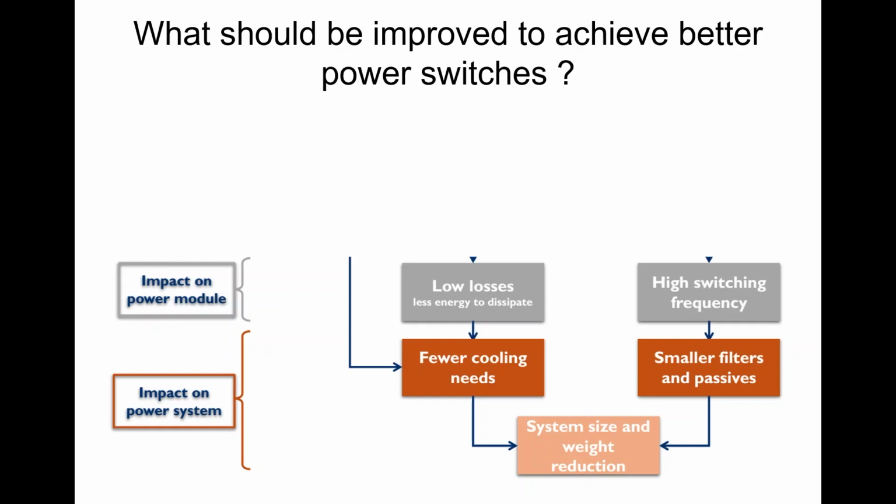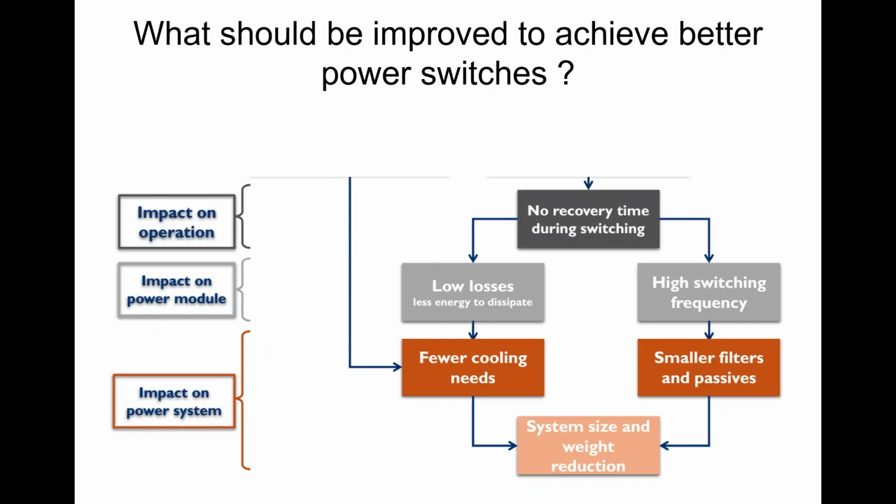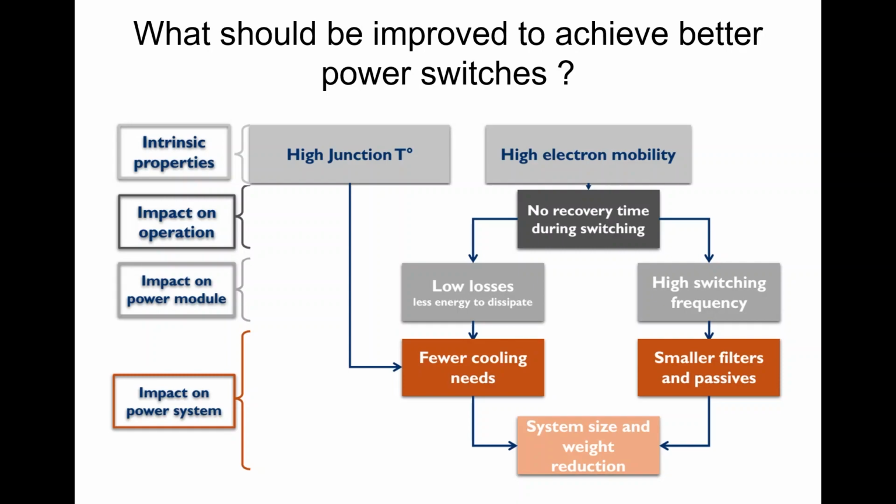At the module level, you want low losses, you want to increase the efficiency, and high switching efficiency. This one is also important, as it directly impacts the size of the system, with no recovery time during switching. And this comes down somehow to the higher junction temperature, and another important point is the electron mobility. That in turn explains why wide bandgap materials, which have better features here, are much more interesting than silicon.